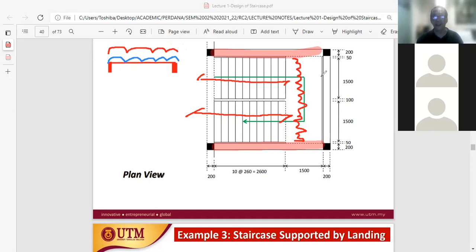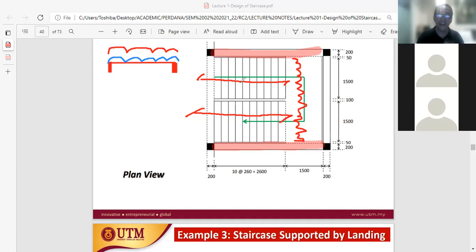So ada dua komponen acting pada landing. One is the GK and QK acting on the landing itself, because landing tu it has GK dengan QK juga. Okay. And the second thing is that there is a reaction from the staircase yang ini that is being transferred to the landing, because landing is supporting the staircase. Okay. Ni landing supporting the staircase. So when the landing is supporting the staircase, bermakna the reaction from the staircase has to be transferred kepada landing. Has to be transferred to the landing. Yeah? Before the landing can be designed.